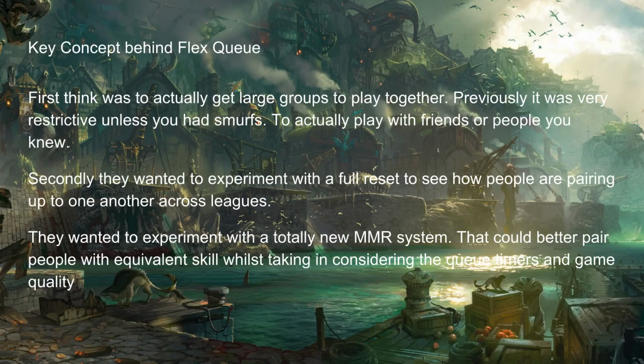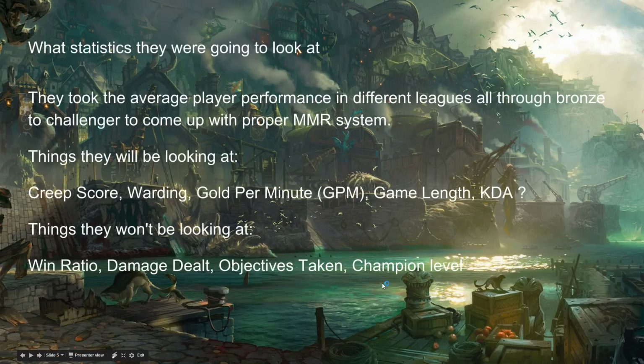This is also because of the Kog'Maw changes. They were able to put it forward and then said, hey, look, this is not what we wanted, so we'll take it back. So they're not afraid to make mistakes and then revert it and try again, right? So this is a huge step for Riot, and I think they're going in the right direction for all of this. And these are all the concepts for FlexQ that we're going to be seeing. So let's get on to the next slide, which is actually what statistics they were going to look at.